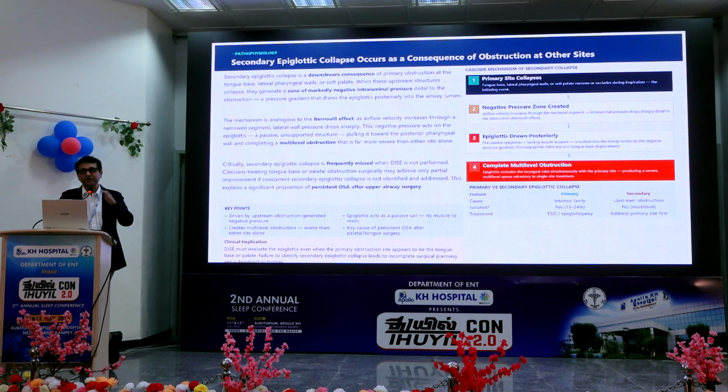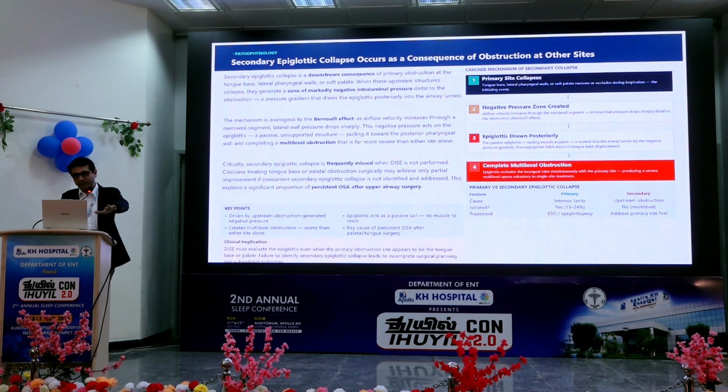A lot of the time, during the early DISE you won't see any tongue base collapse or any epiglottis collapse. Slowly, as time progresses, maybe 10 or 15 minutes later, the high intraluminal pressure builds, and at that time you see tongue base collapse, which automatically pushes the epiglottis back and causes complete laryngeal inlet collapse.